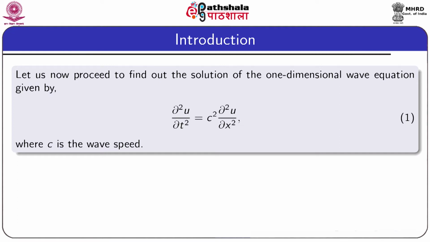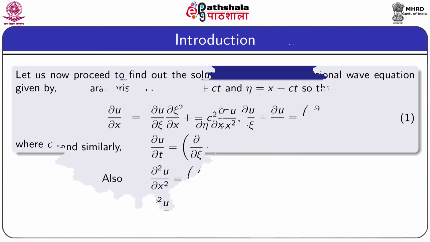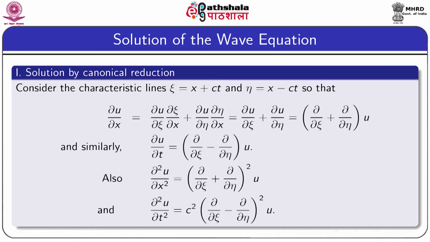The one-dimensional wave equation is given by ∂²u/∂t² = c² ∂²u/∂x², where c is the wave speed. First of all, we shall solve this one-dimensional wave equation using canonical transformation. From the equation written in 1, it is easy to find that the characteristic lines are ξ = x + ct and η = x − ct.